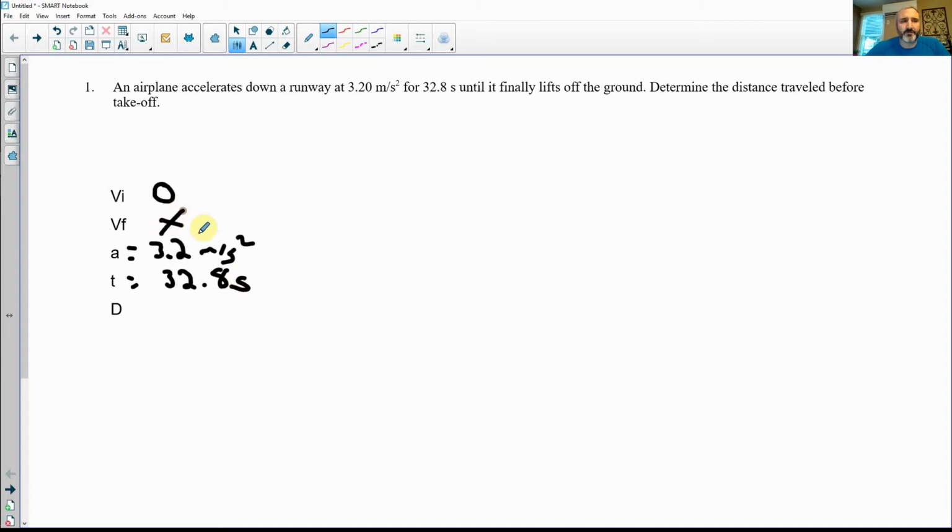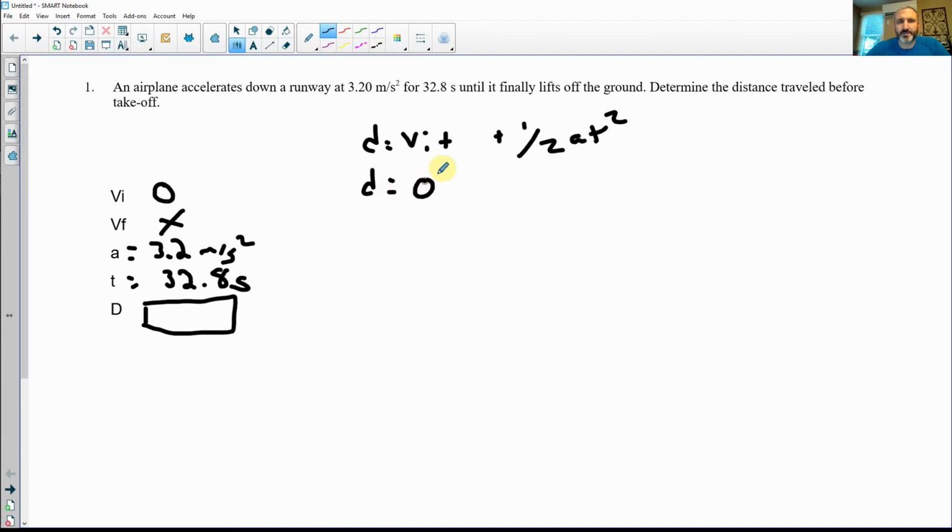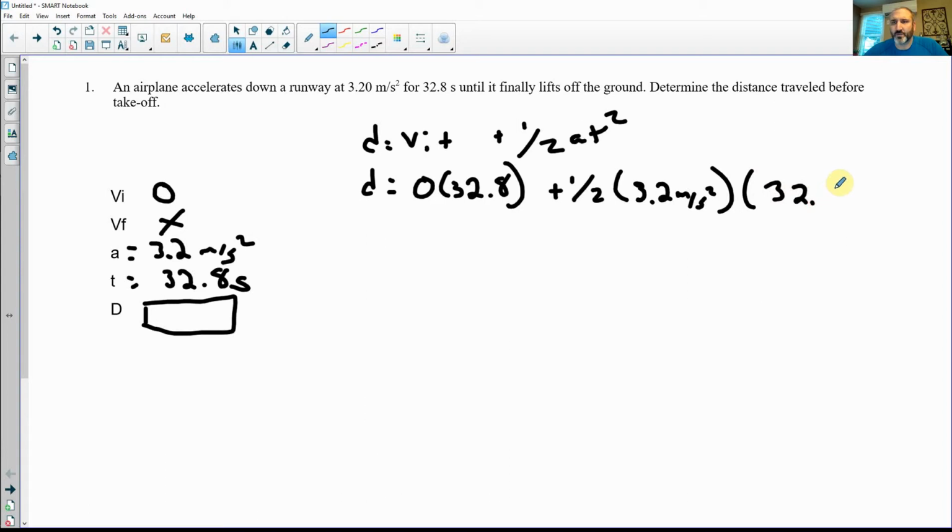So what we don't care about is the final velocity, but we do care about the displacement. So the equation that we're going to be dealing with, VI, A, T, and D, I would assume is going to be D equals VIT plus 1 half AT squared. So we're going to be solving for D. VI is 0 times 32.8 plus 1 half times 3.2 meters per second squared, all for that 32.8 seconds squared.